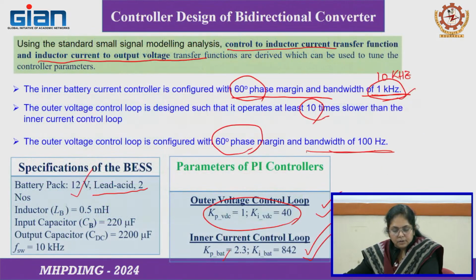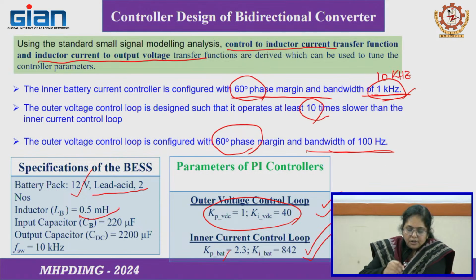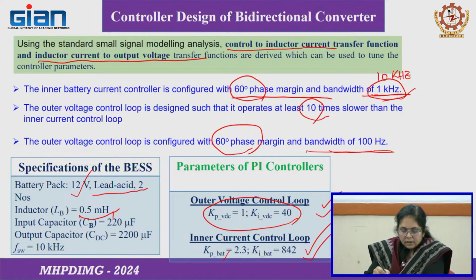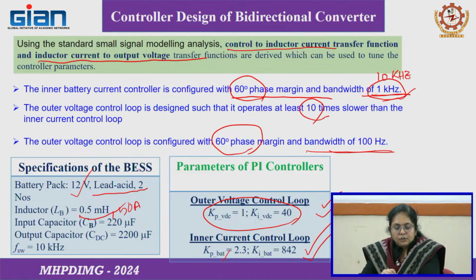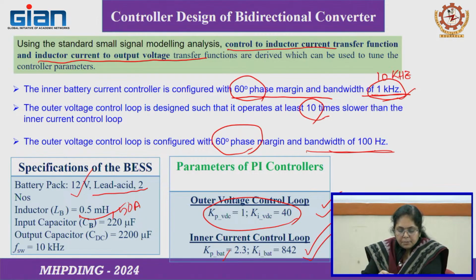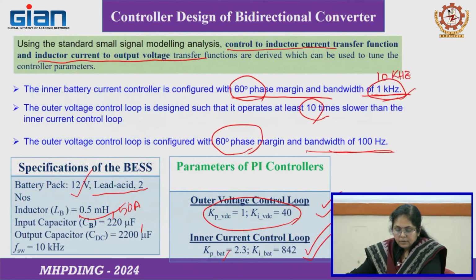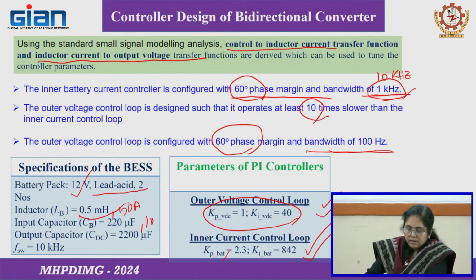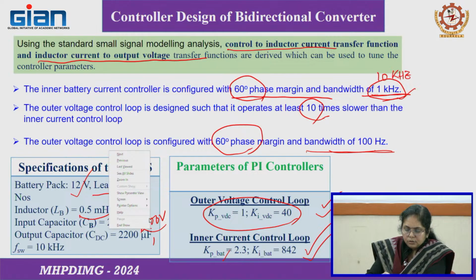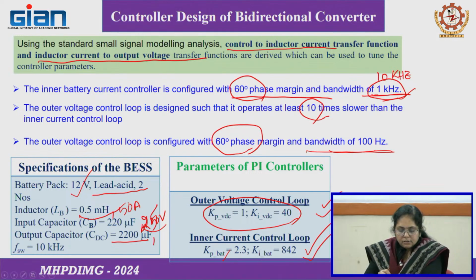So, as standard, we have chosen a little higher value, 0.5 millihenry, with nearly 50 ampere current rating, but the highest current rating is 41.6. The input capacitance is 220 microfarad, and this is 100 volt you can choose. The output capacitance standard is 200 or 250 volt, and the output capacitance we have calculated is 2100 something.